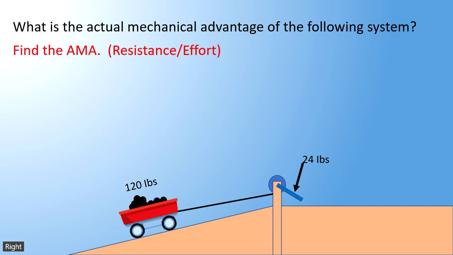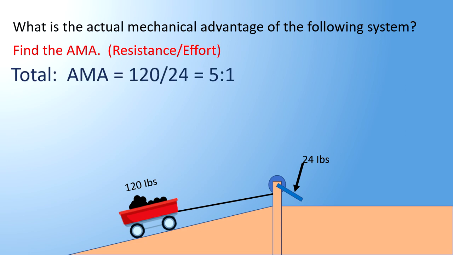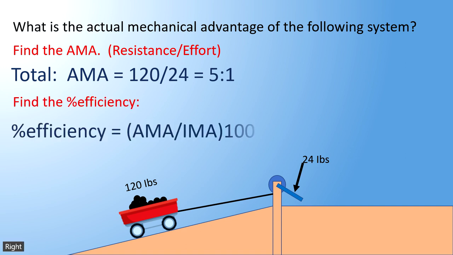All right, now the actual mechanical advantage is just the resistance over effort. So we're moving 120 pounds. It's taking us 24 pounds of effort. 120 divided by 24 is 5. So that gives us an actual mechanical advantage of 5 to 1. Okay, the percent efficiency, that's just the actual mechanical advantage divided by the ideal mechanical advantage. Then we multiply it by 100 to change it to a percent. So that's 5 divided by 6, which gives us 0.83 repeating. We multiply that by 100, and we just round that off to 83.3%.